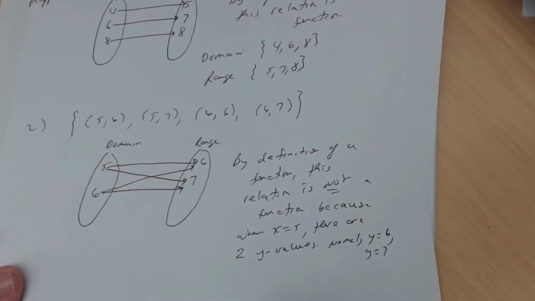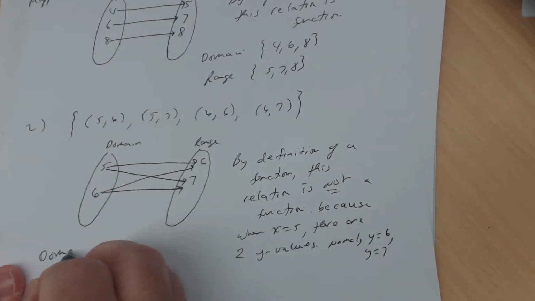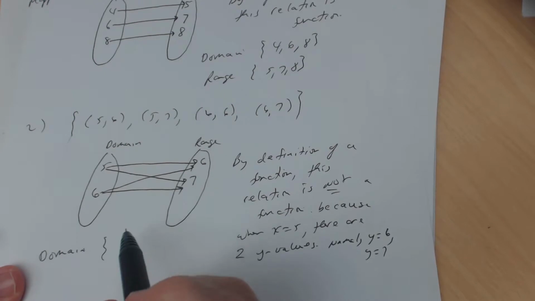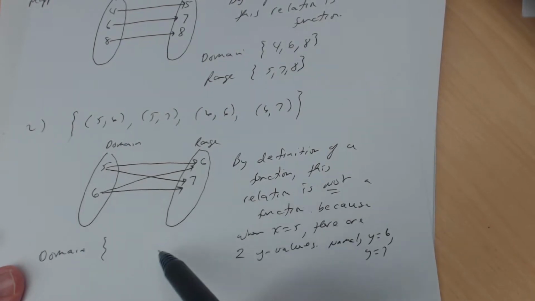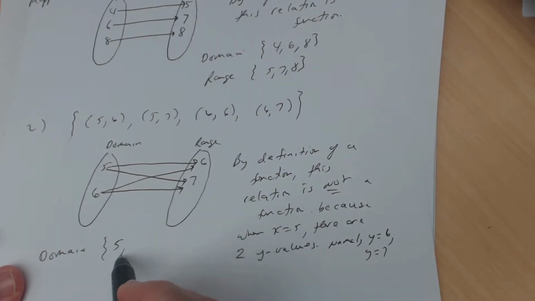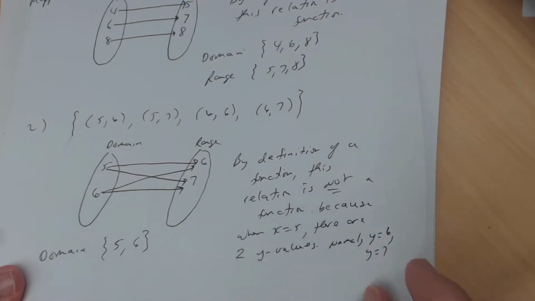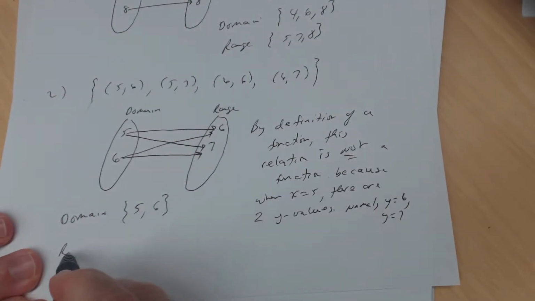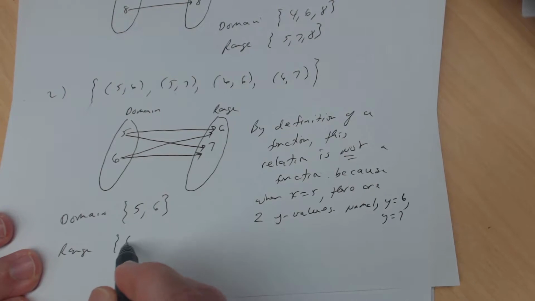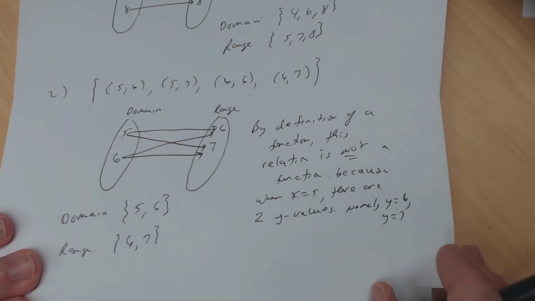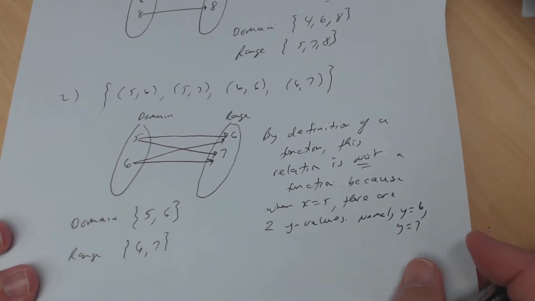Now the domain of this relation, again, only lists the elements once. Don't say 5, 5, 6, 6. Don't do that. Only list it once. So the domain is 5, 6. The range, again, only listed once, is 6, 7. So there's number 2.